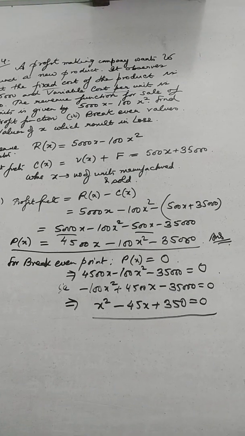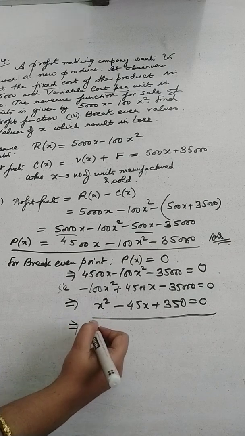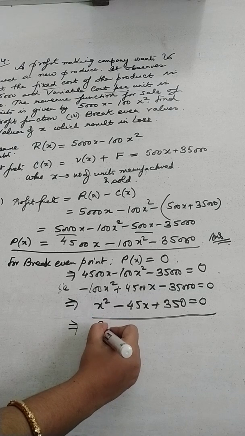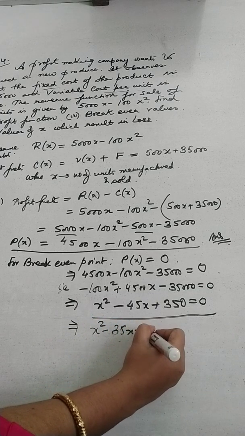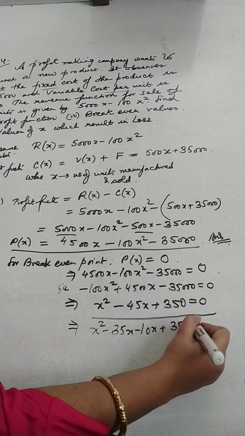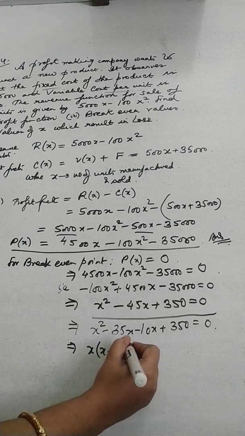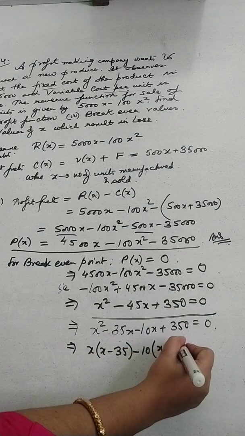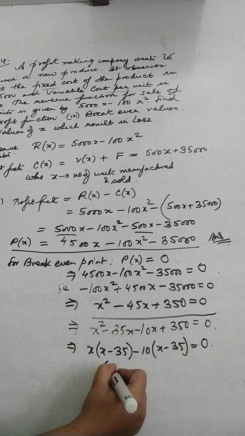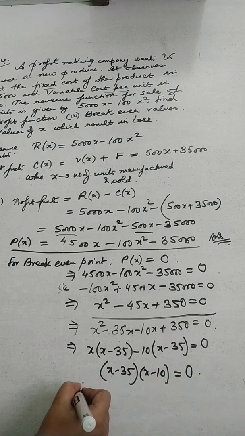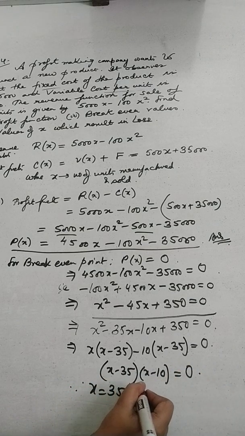So what will I do now? Obviously middle term factorization. What will be the factors? Middle term, I think you know how to do. You are in class 11 and 12 now, so I don't have to explain that. Obviously it will be 35 and 10. So x squared minus 35x minus 10x plus 350 is equal to 0. So you are getting x common, x minus 35, minus 10 common, x minus 35 is 0. So it's x minus 35 into x minus 10, which is 0. So the values of x are 35 or 10.